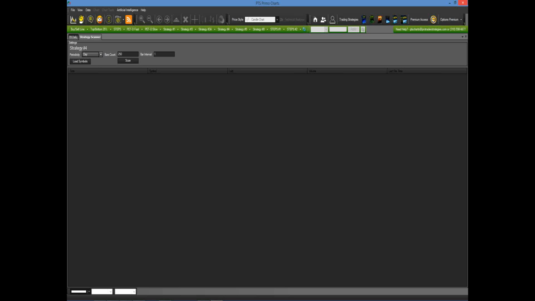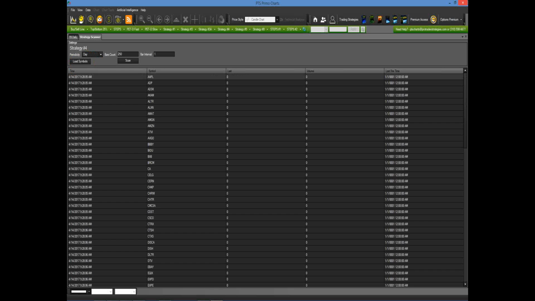You'll get a scanner page that appears like this. You will simply click on the load symbols right here, and it will load all the symbols which we provide you with, all the different indices. Now, this is the NASDAQ 100. So in less than 10 seconds, you have the full NASDAQ 100 plotted on this page. Now, all you have to do is hit scan.